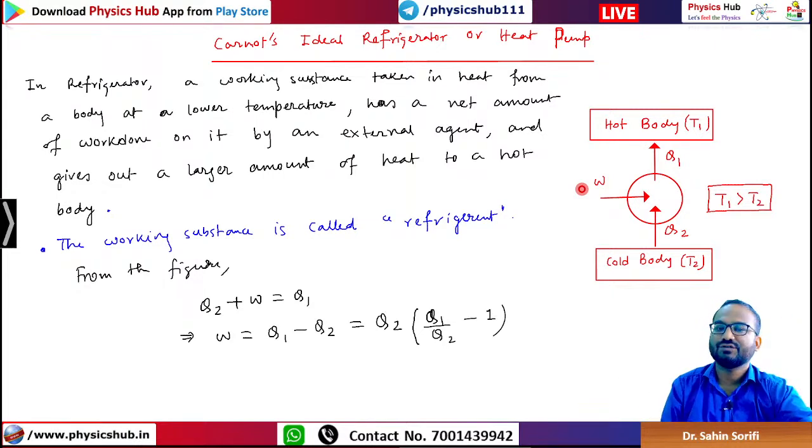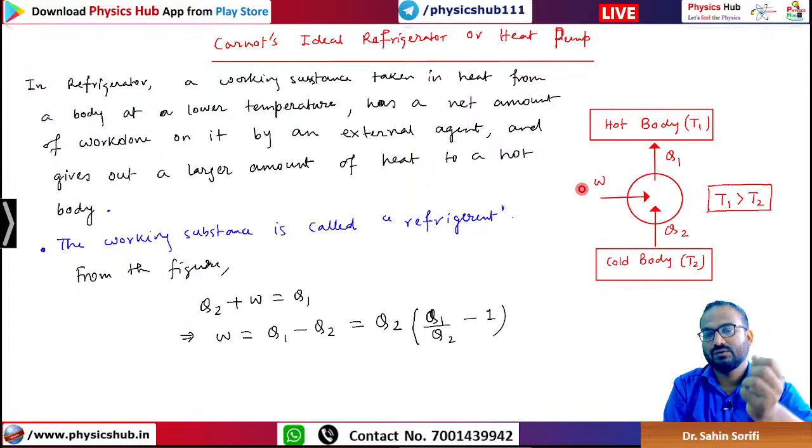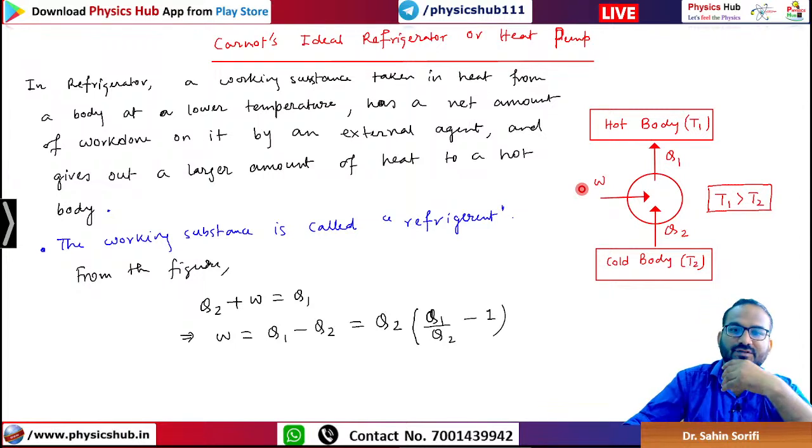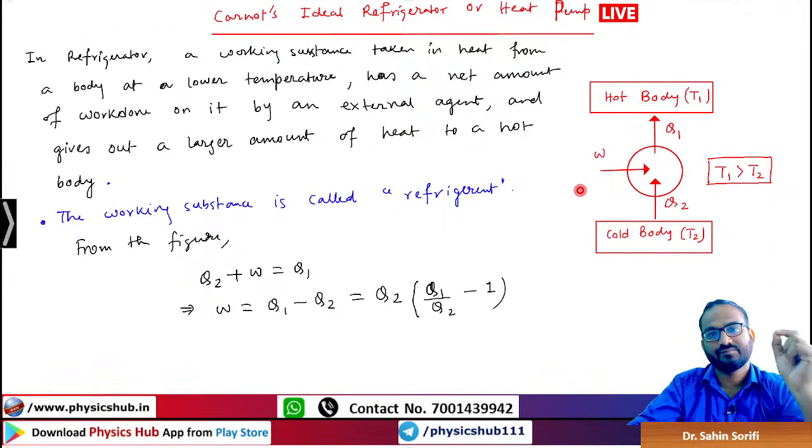For a heat engine, what was our ultimate goal? To get as much work as possible. For a refrigerator, what is our goal? Our goal is to cool the food items with less amount of electricity. This is our goal, right? So here in a refrigerator, instead of efficiency, we define what is called the coefficient of performance.